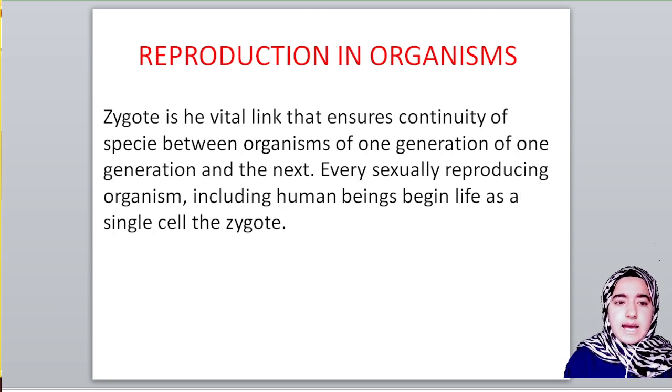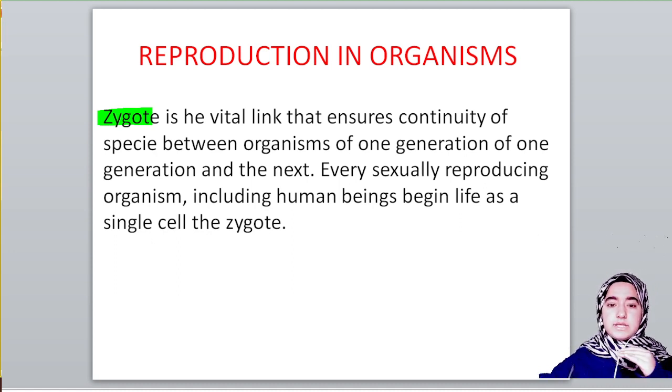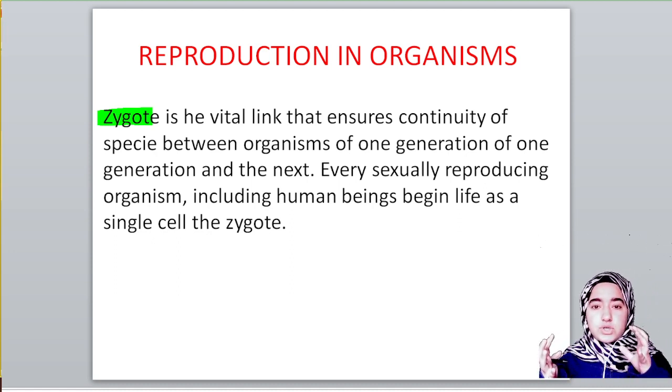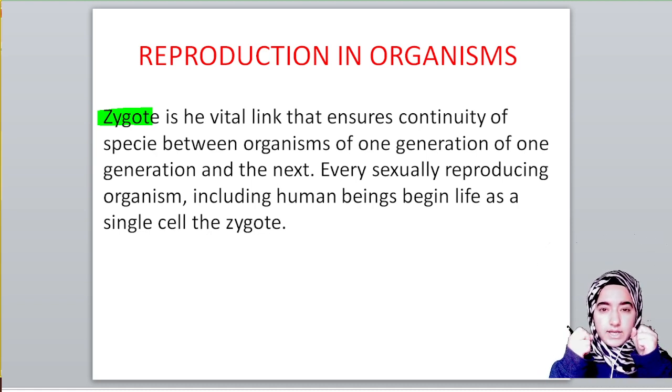You will see that, as I mentioned, I am saying zygote, zygote, zygote. So can't we say that the zygote is basically the structure which ensures the continuity of species? Okay, that's the kind of link which ensures the continuity of species.